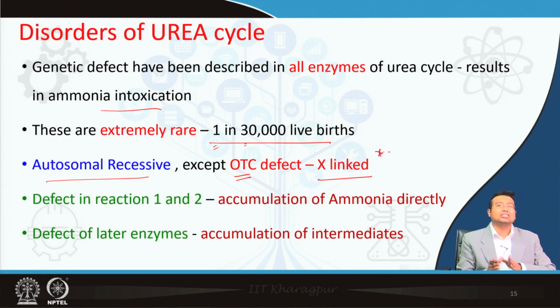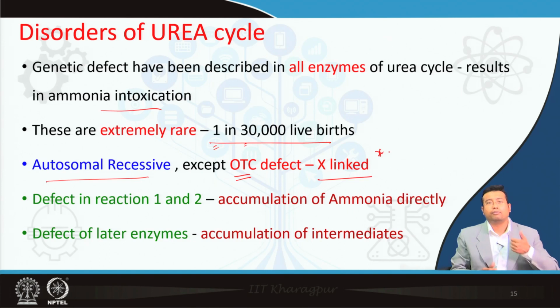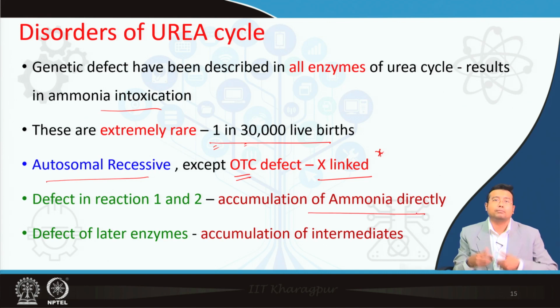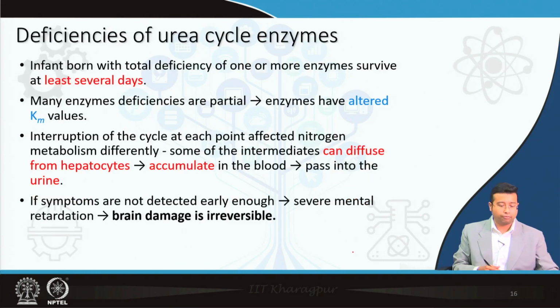Now, reactions 1 and 2. What are reactions 1 and 2? The first reactions, carbamyl phosphate synthetase 1 and ornithine transcarbamylase. The deficiency of these two enzymes is much more serious because they lead to direct accumulation of ammonia, which is much more problematic. Whereas the later enzymes lead to accumulation of intermediates, which are less toxic compared to direct accumulation of ammonia.